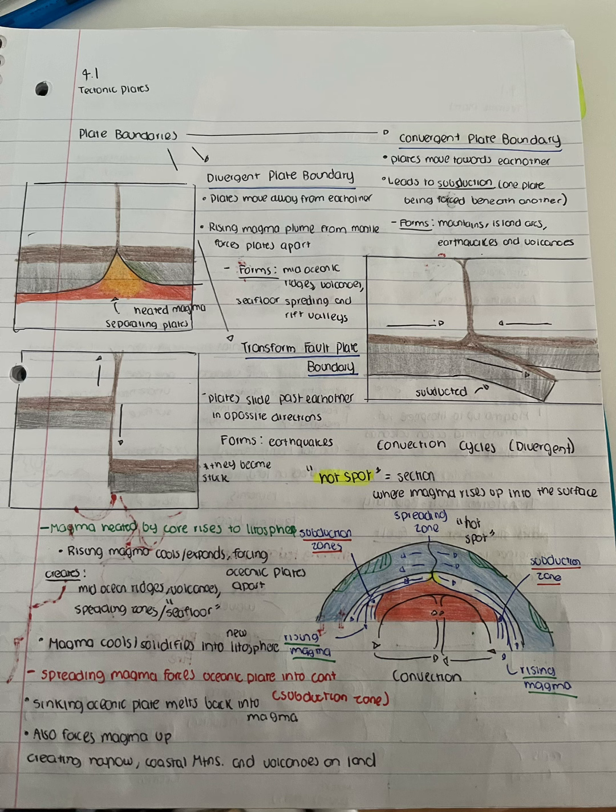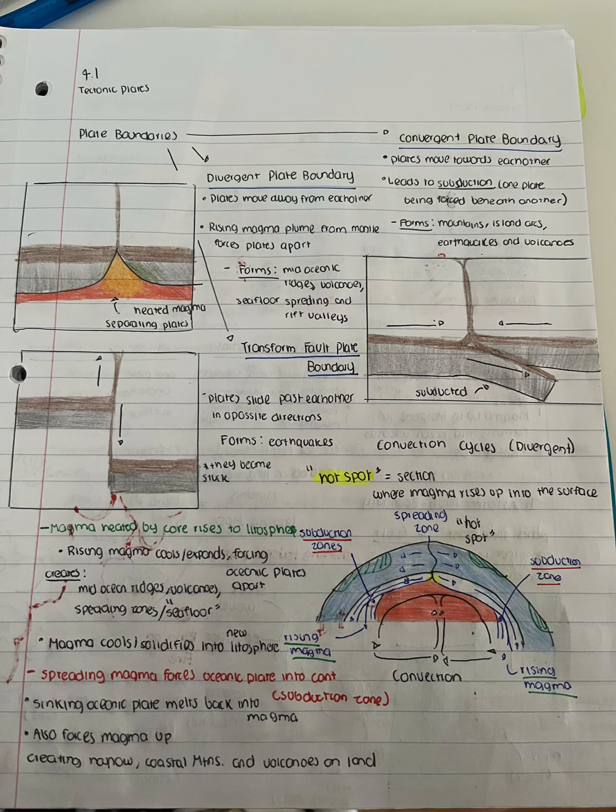Then we have the divergent plate boundary. Plates move away from each other. We have a rising magma plume from the mantle that forces plates apart and forms mid-oceanic ridges, volcanoes, seafloor spreading, and rift valleys. Then we have the transform fault plate boundary. Plates slide past each other in opposite directions and form earthquakes.